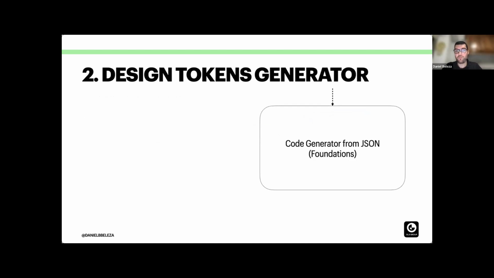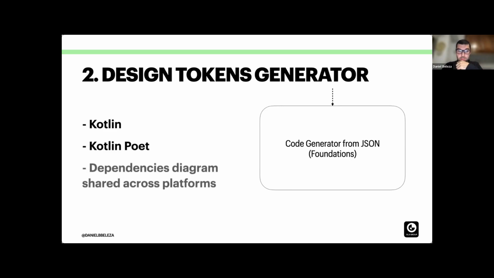Then we move on to the second part, the second section in our system, and maybe this might be the most complex one, because this is where all the logic lives, at least the core logic. And in Android, as I mentioned, we used Kotlin. For generating code, we used Kotlin Poet.